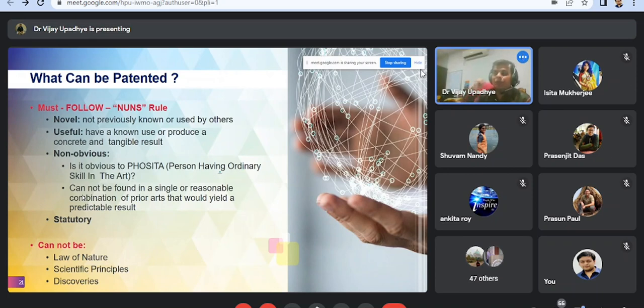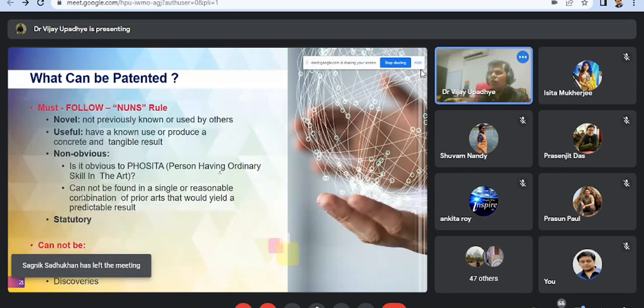Non-obvious means your patent should grab the attention of the market. It should get a good royalty, and in the whole world, people should clap for you. That non-obviousness is very, very important, but it is missing, or we are not so developed yet, we are embarking on that journey. But whatever things are happening, we say it's obvious. Anybody would say it's obvious.